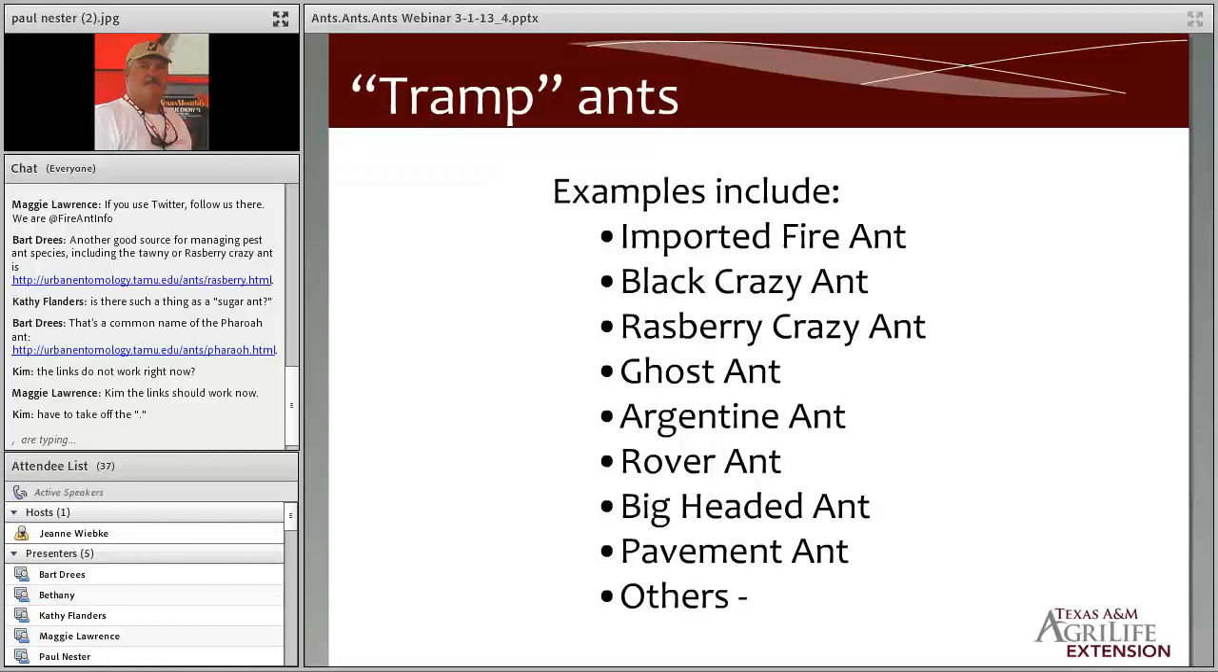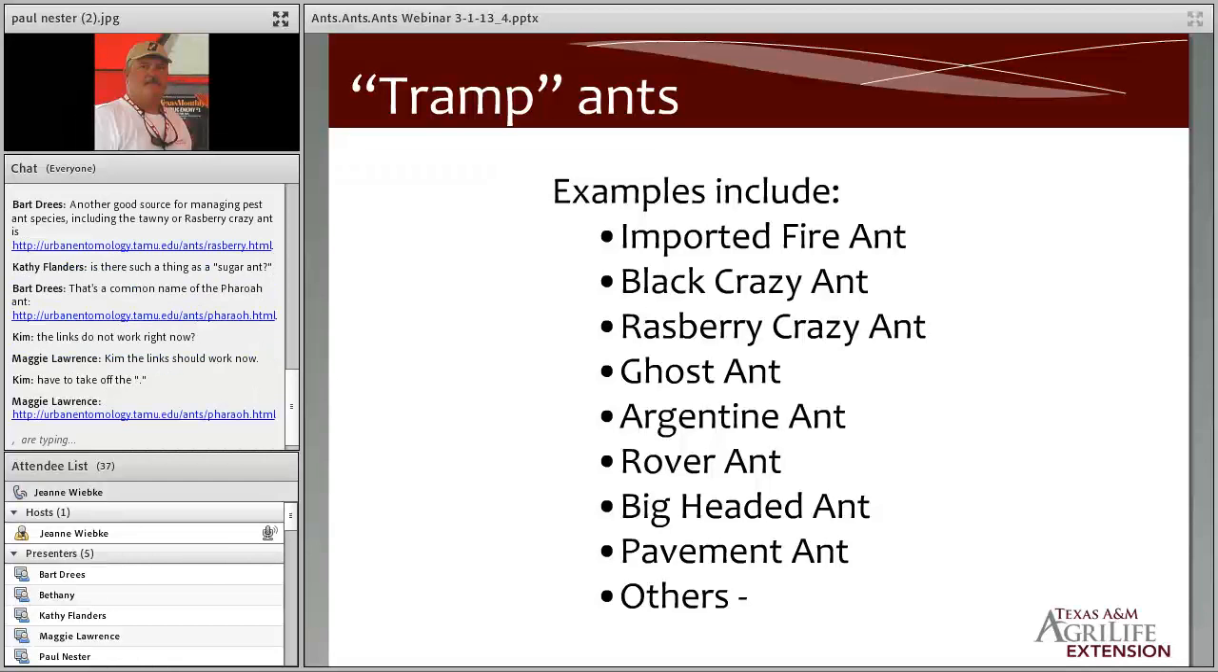Let's start talking now about the two ants that I'm going to be discussing. One is the Argentine ant, and the other is the raspberry crazy ant, or now it's called the tawny crazy ant. Okay, and they're what we call the Tramp ants. There are several Tramp ants out there. They always tend to follow human activity: the imported fire ant, black crazy ant, ghost ant, rover ant, big-headed ant.